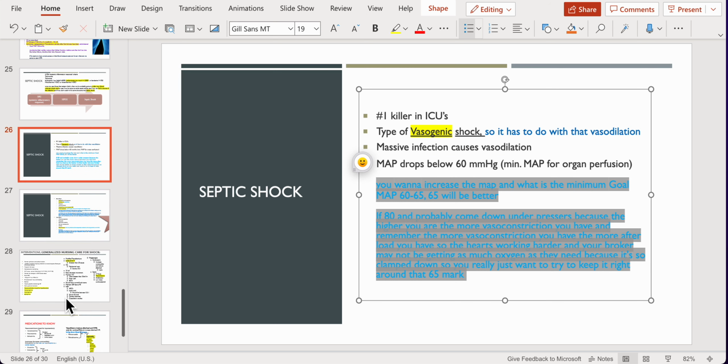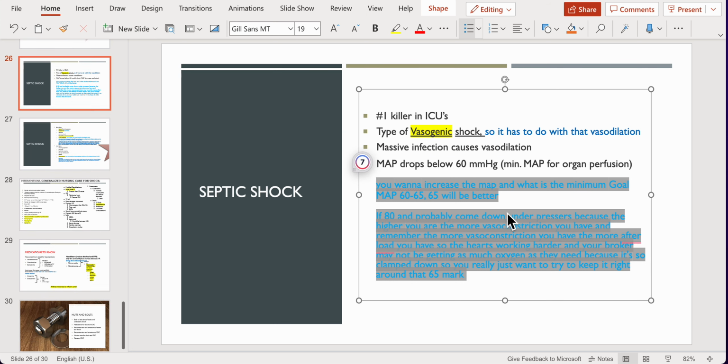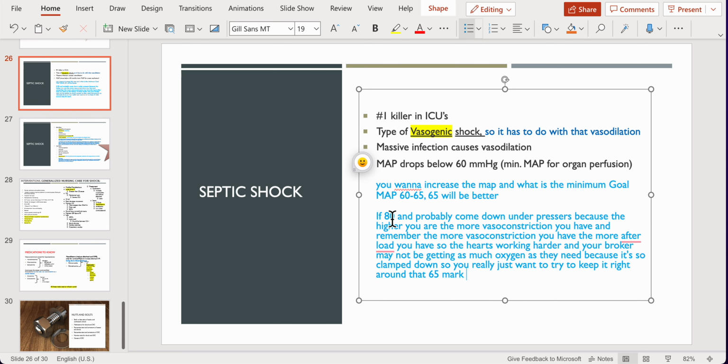You want to increase the MAP, and what is the minimum? Call MAP 60-65. 65 will be better. If it's 80, you'd probably come down on pressures, because the higher you are, the more vasoconstriction you have, and remember, the more vasoconstriction you have, the more afterload you have, so the heart's working harder and your organs may not be getting as much oxygen as they need because it's so clamped down. So you really just want to try to keep it right around that 65 mark.